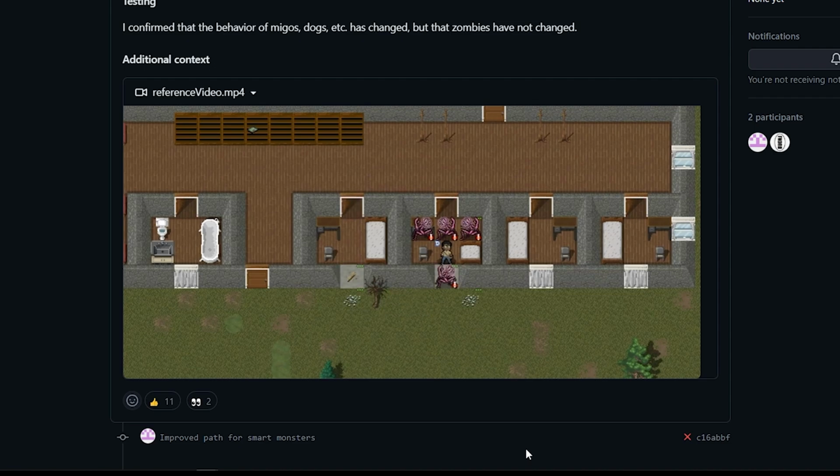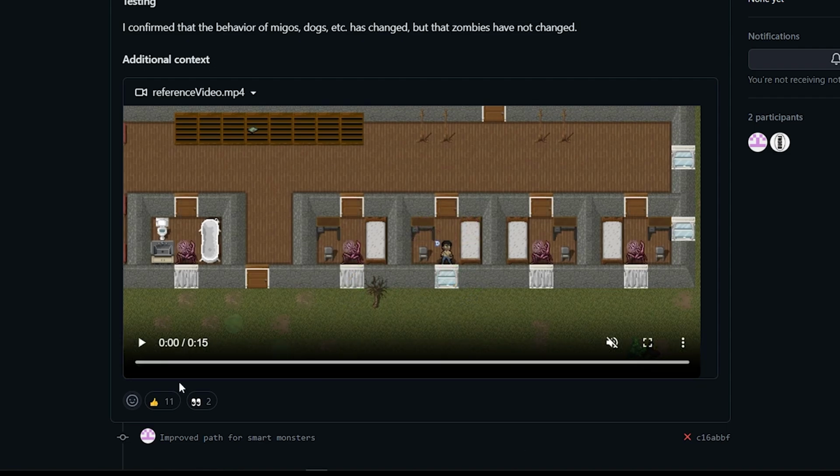So this is obviously a pretty big improvement. It's relatively complex behavior compared to what we had previously. The pathing just was never that good and did not account for things like friendly creatures blocking the way.